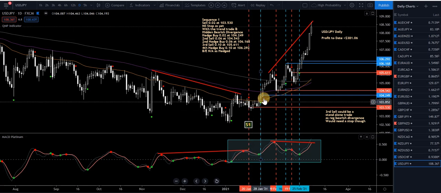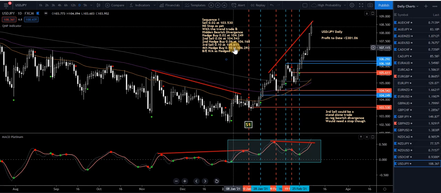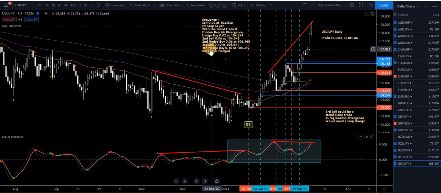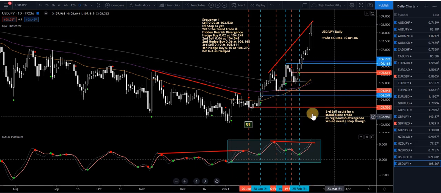So we took a sell, took a hedge buy, took a second sell here, second hedge buy, third sell, third hedge buy. Fourth, that should be fourth hedge buy, third hedge buy. I don't know why I've written fourth, it's a third hedge buy. And we're still going up. So we're locking in a loss here. We're not losing anything other than overnight swap.